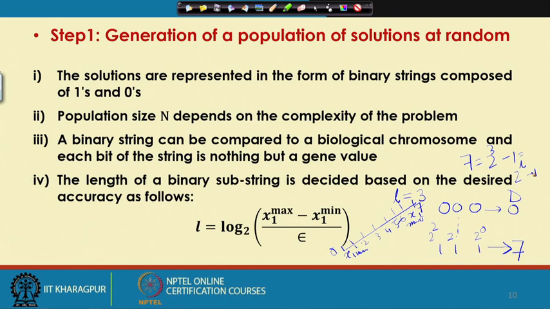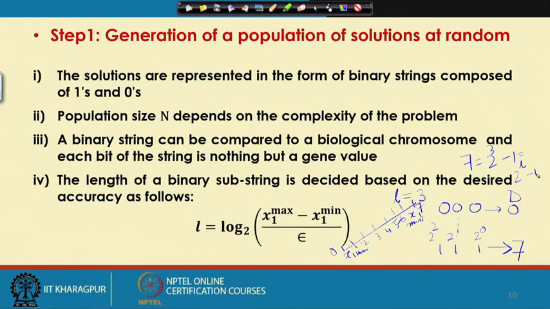That means, if I use only L number of bits, I am dividing the whole range for x1 equally into 2 raised to the power L minus 1 equal parts. Now, supposing that I know the range for x1, that is x1 maximum minus x1 minimum, and that is divided into 2 raised to the power L minus 1 divisions, and this is equal to epsilon, which is the precision which we need.